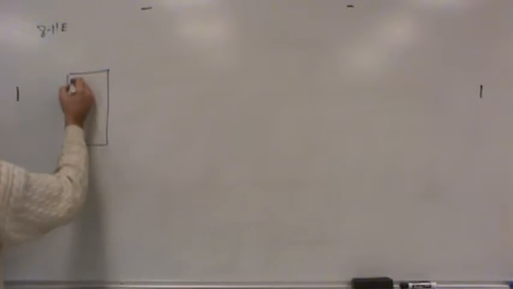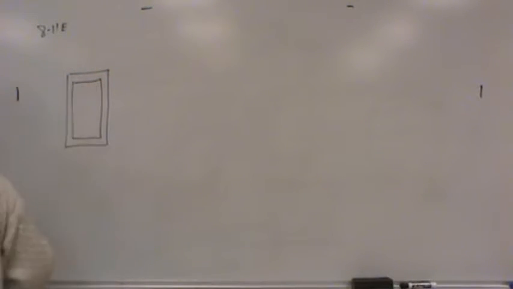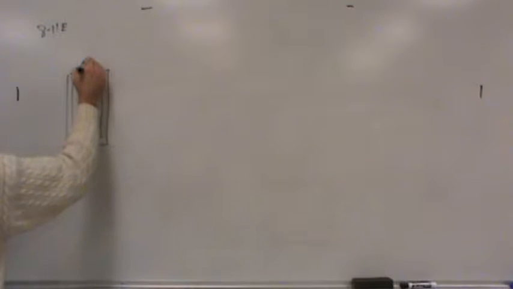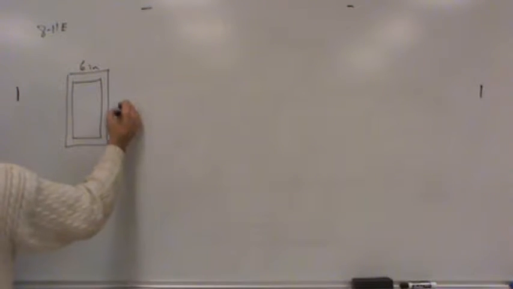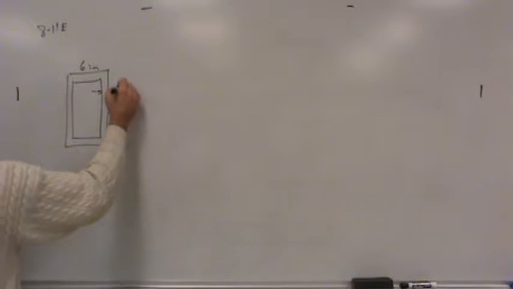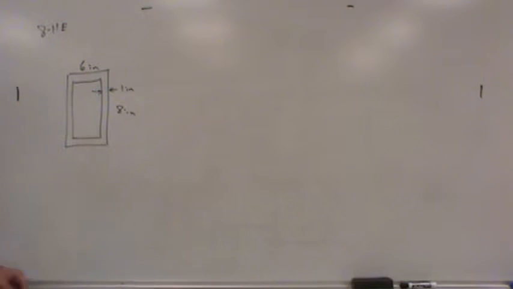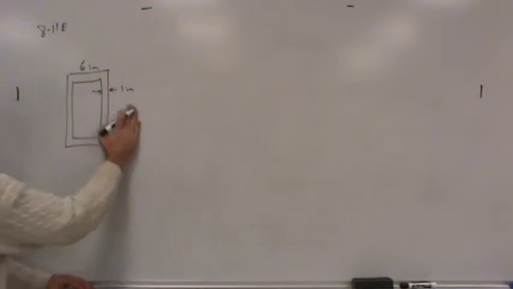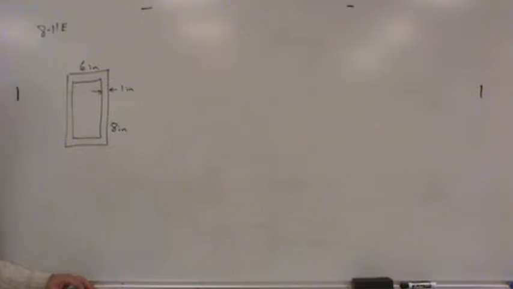So they give us a cross-section that looks like this. The dimensions are 6 inches on the top, 8 inches on the overall height, and the typical thickness is 1 inch all the way around. Now, they asked us for the shear stress at the centroid axis. Why would they ask us for the shear there? That's where it's going to be maximum, right? How do we know it's going to be maximum there?